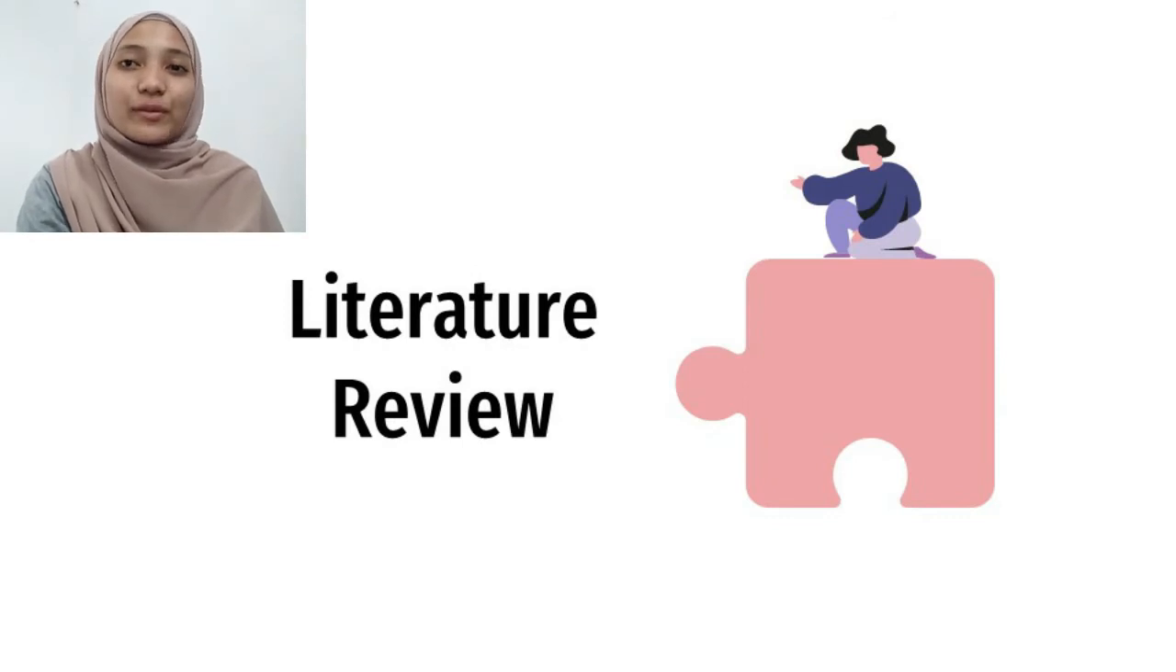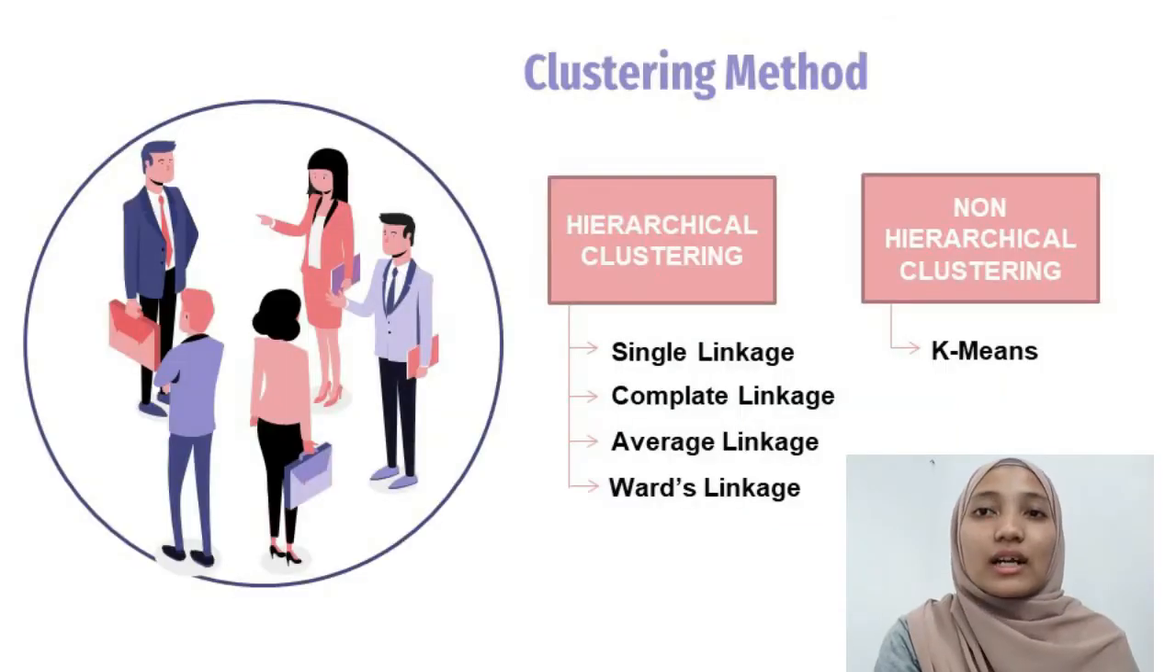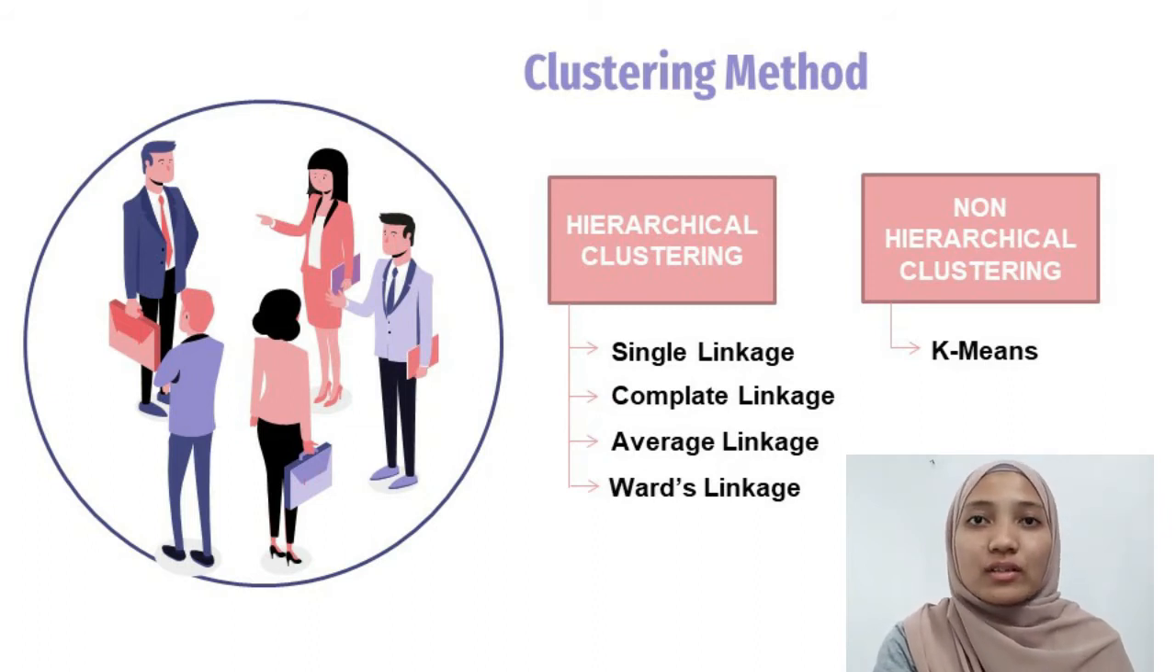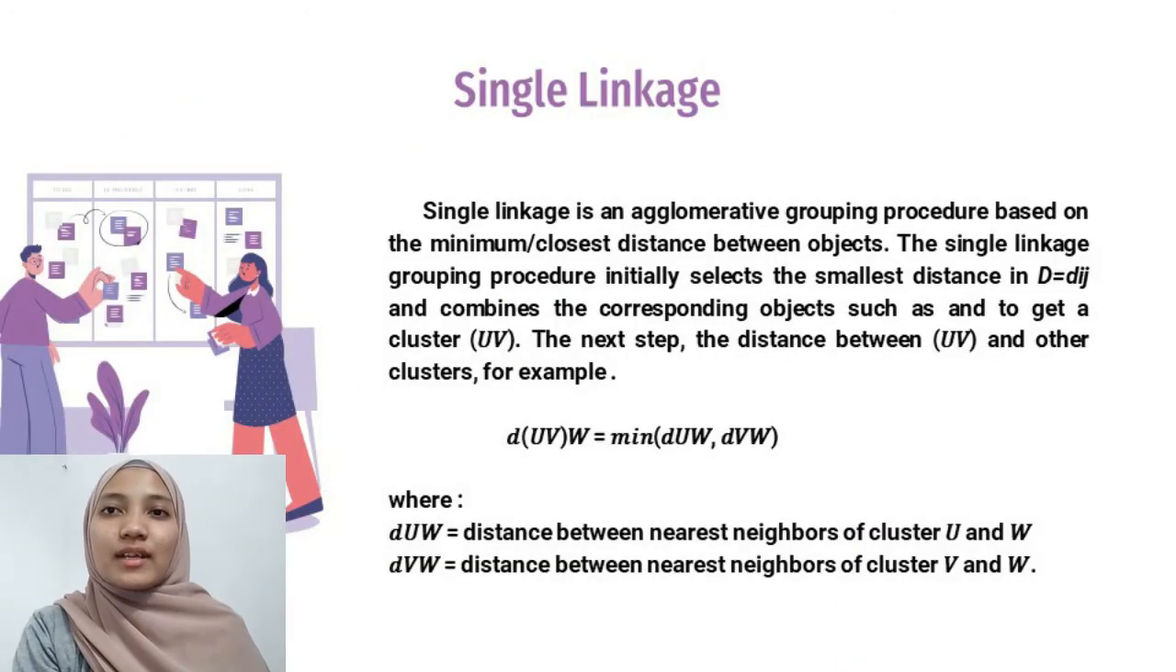Second is the literature review. The clustering methods consist of hierarchical clustering and non-hierarchical clustering. Hierarchical clustering consists of four methods, namely single linkage, complete linkage, average linkage, and Ward's linkage. And then non-hierarchical clustering consists of K-means. Single linkage is an agglomerative grouping procedure based on the minimum or closest distance between objects.